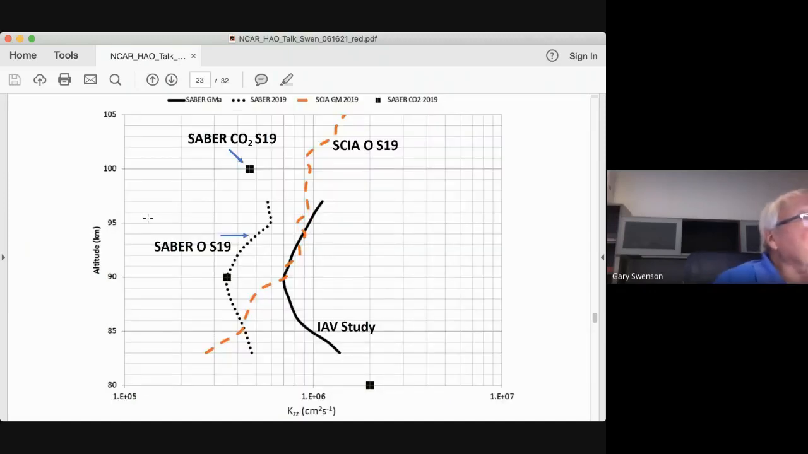This IAV study, that's the solid curve. Here we're plotting this as for SABRE, of course. We're just plotting this on top of the data that we published back in the S19 data, the Skiamachi, KZZ, the SABRE, and of course the CO2 data from that study.